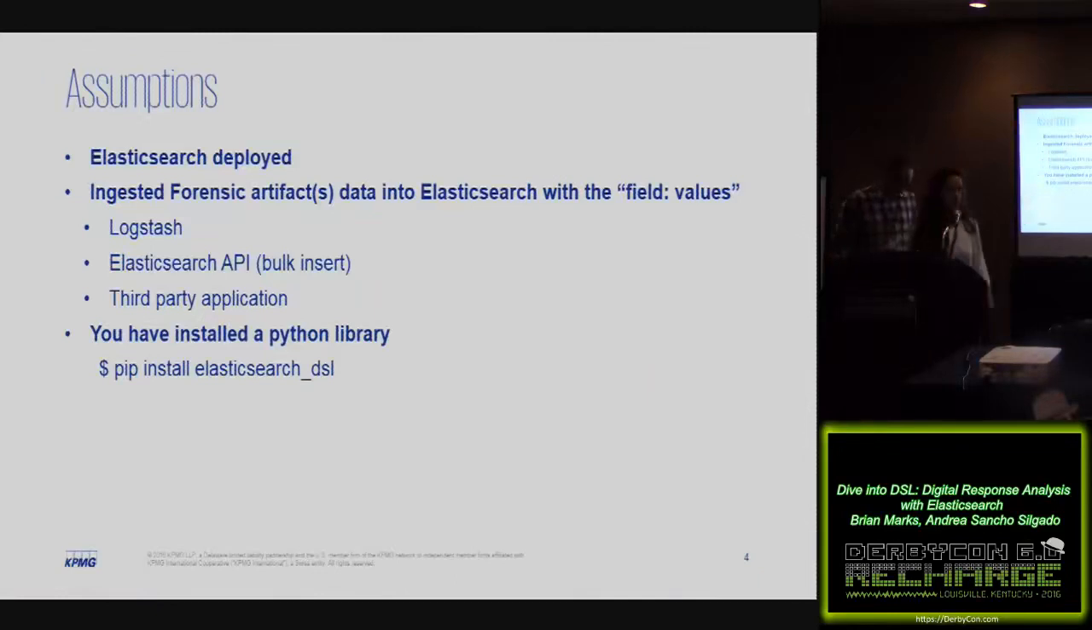We're going to make some assumptions because we only have 20 minutes. We're going to assume you already have Elasticsearch deployed, and you already have artifacts like prefetch, link files, MFT, all that parsed into field value pairs. There are a lot of tools, talks, videos, and documentation for that, so we're not going to cover that. But what we need is the Elasticsearch DSL library for Python. Here's the command just to grab it.